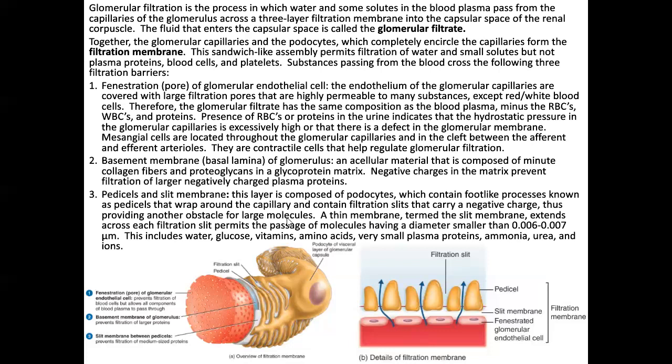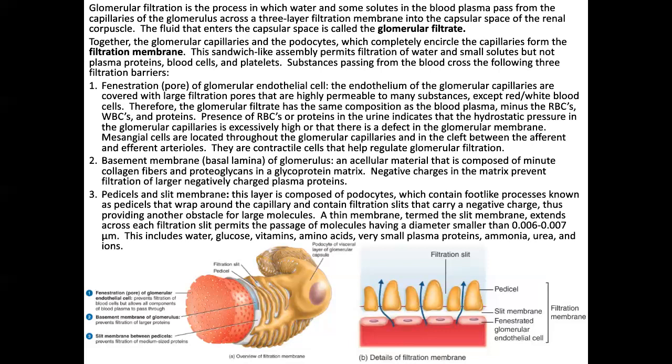A thin membrane, known as a slit membrane, extends across each filtration slit, permitting the passage of molecules having a diameter smaller than 0.006 to 0.007 microns. That is extremely, extremely small, but it still allows quite a bit out: water, glucose, vitamins, amino acids, your very small plasma proteins, ammonia, urea, and ions.